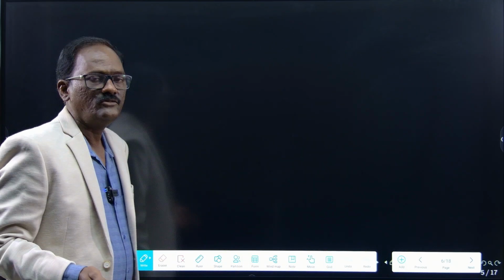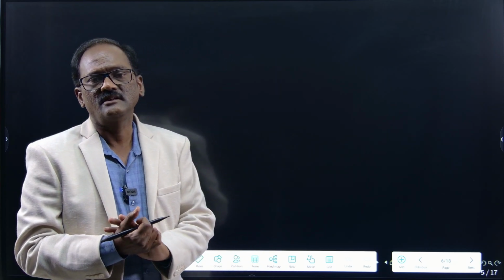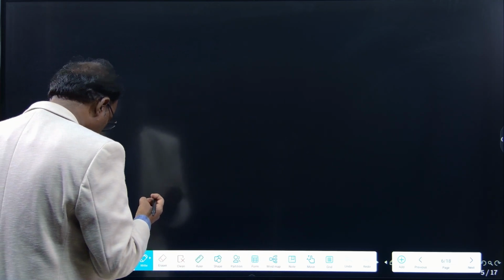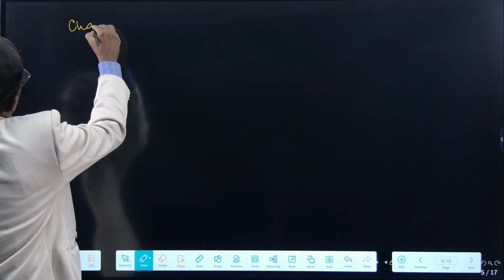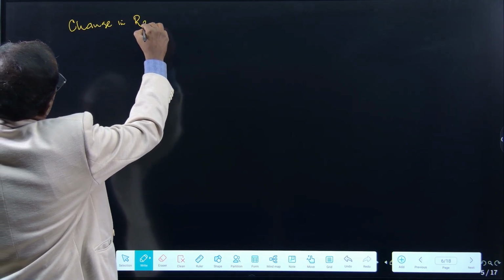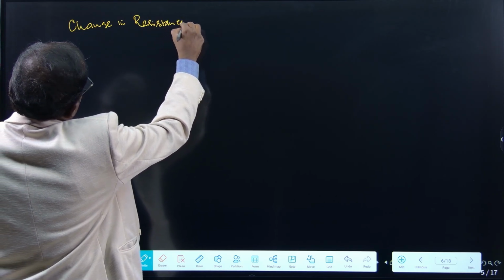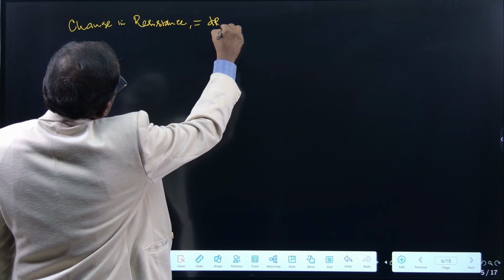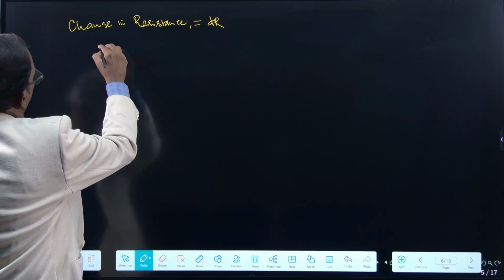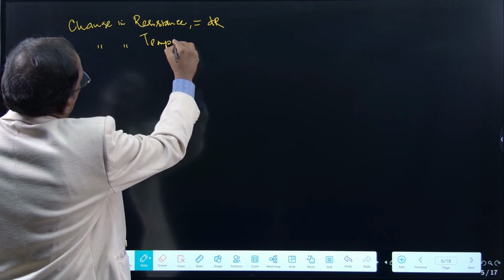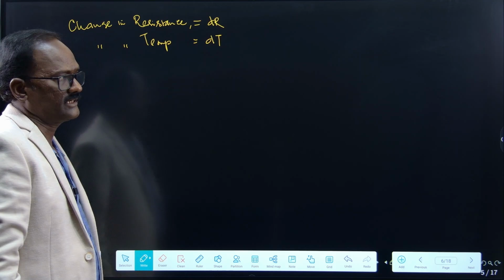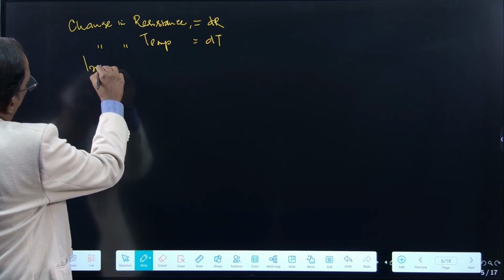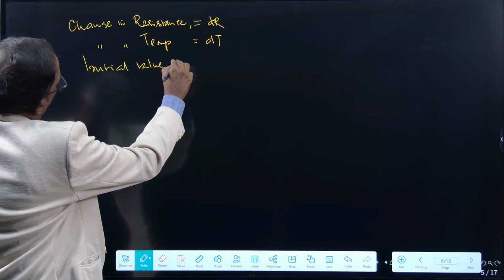Okay. Now let us quantify the temperature variation with respect to resistance. I have taken one resistance. How is the temperature affecting the resistance? Let us see. The change in resistance, let me take it as dR, change in resistance. Similarly, change in temperature, dT. Initial value of temperature, initial value of resistance.